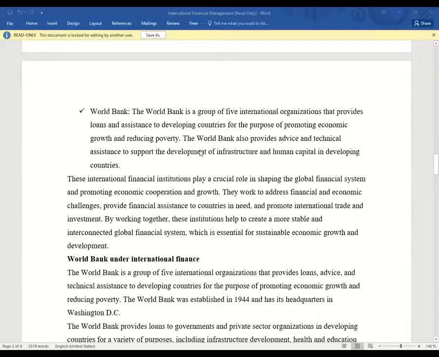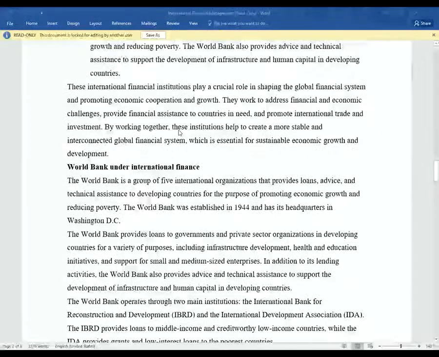World Bank is a group of 5 international organizations that provides loans and assistance to developing countries for purposes of promoting economic growth and reducing poverty. The World Bank also provides advice and technical assistance to support the development of infrastructure and human capital in developing countries. Ladies and gentlemen, I would want us to look at each one of these at a time, and I would want us to start with the World Bank and the international finance.